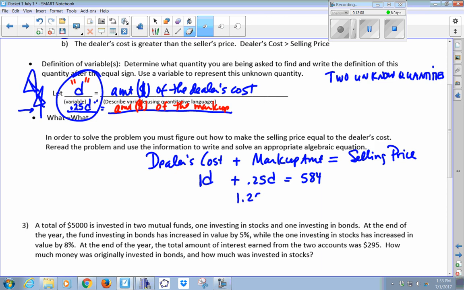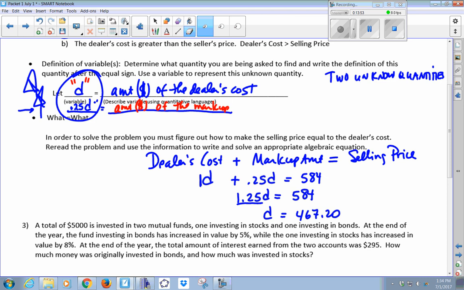So 1.25D equals 584. And hopefully that makes sense to you, that if you take the dealer's price and multiply it by a number bigger than 1, you're going to get the selling price, which is greater. This says that the selling price was all of the dealer's price, 100%, that's the 1, and 25% more. So 125% of the dealer's cost is equal to the selling price. Now, when you divide both sides by 1.25, you get the dealer's cost. So the dealer's cost is $467.20.